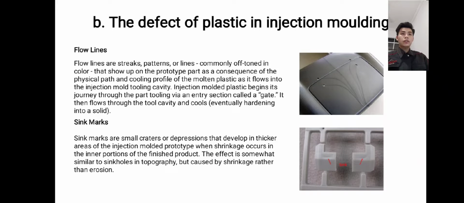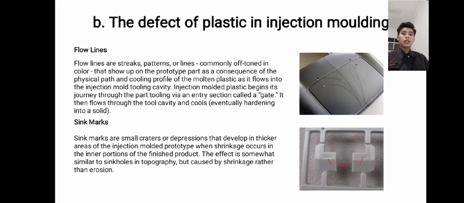Then B, the defects of plastic injection molding: flow lines and sink marks. Flow lines are streaky patterns or lines, often different in color, that show up on the prototype part as a consequence of the physical path and cooling profile of the molten plastic as it flows into the injection mold tooling cavity. Injection molded plastic begins its journey through the tooling via an entry section called a gate, and then it flows through the tool cavity and cools, eventually hardening into a solid.